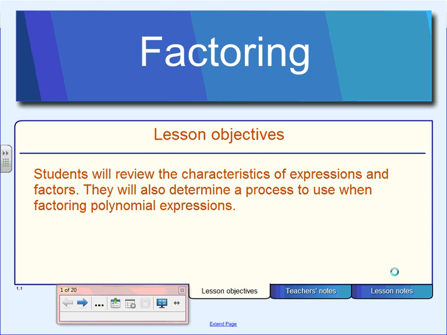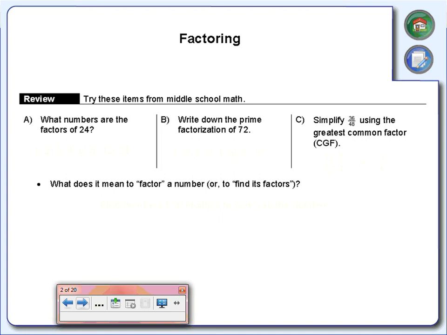Very different processes depending on what the polynomial looks like. All right, but before we do that, let's cover some basics here. Some things that hopefully you remember back from middle school. First thing, A, says what numbers are factors of 24? 6. 6 is a factor of 24. What else? 8. 12. 2. 3. So all these numbers you're calling out are factors of 24.